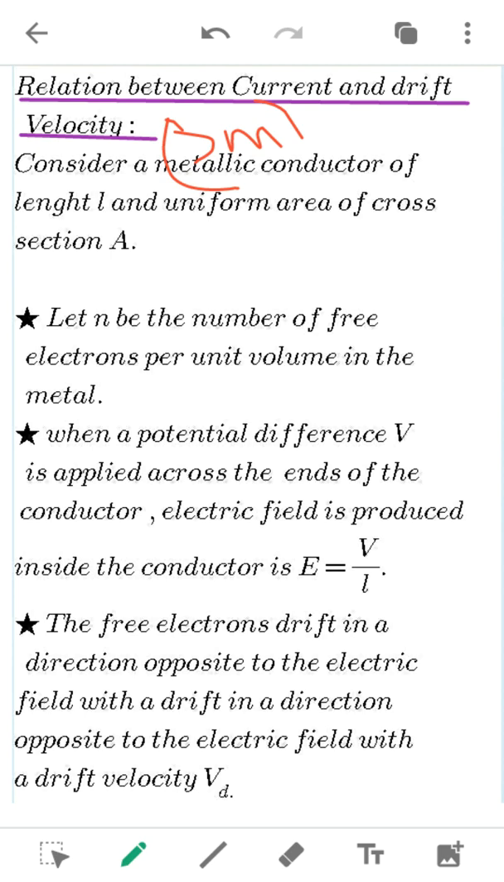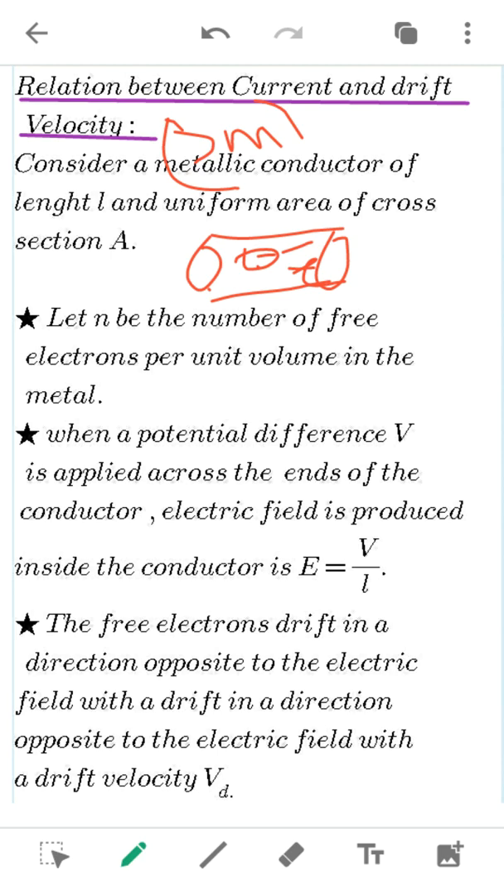So now let us see. Consider a metallic conductor of length L and uniform area of cross section A. So let us consider this as a conductor which has so many electrons inside it, that will be drifted towards the positive end. Now let n be the number of free electrons per unit volume in the metal.